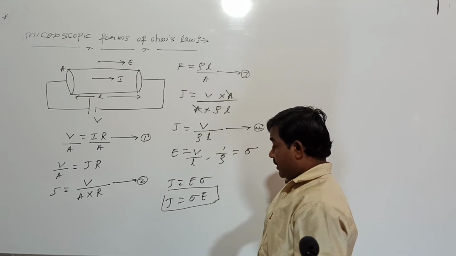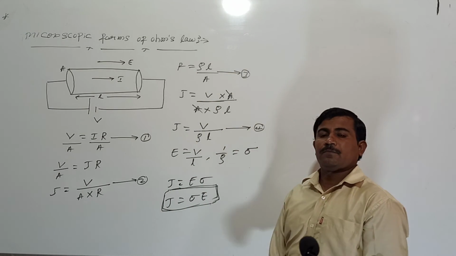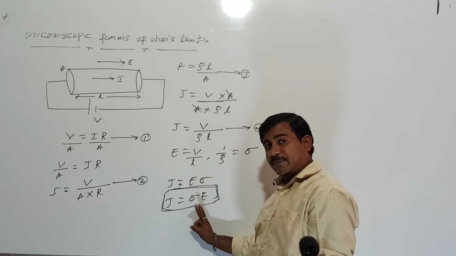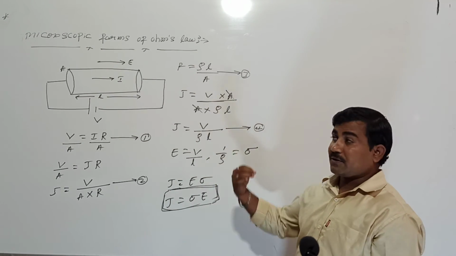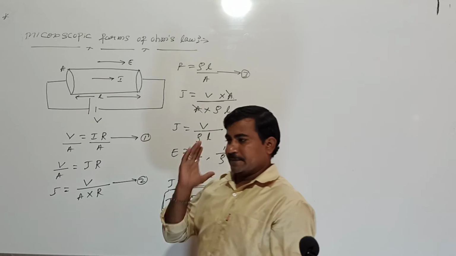This we are calling the microscopic form of Ohm's law, or we can call it the relation between current density, conductivity and electric field. This is regarding the microscopic form of Ohm's law. Further concepts we will see.